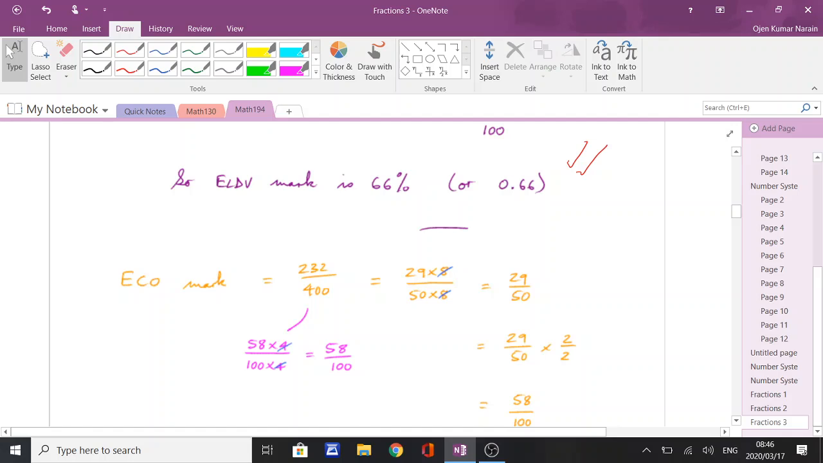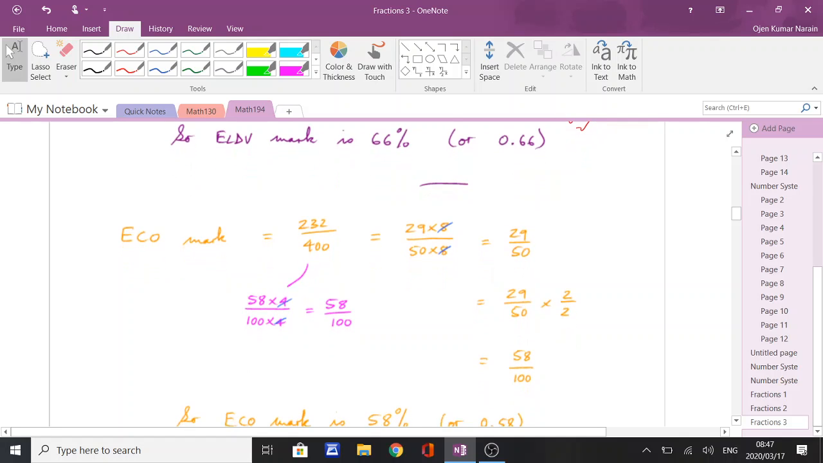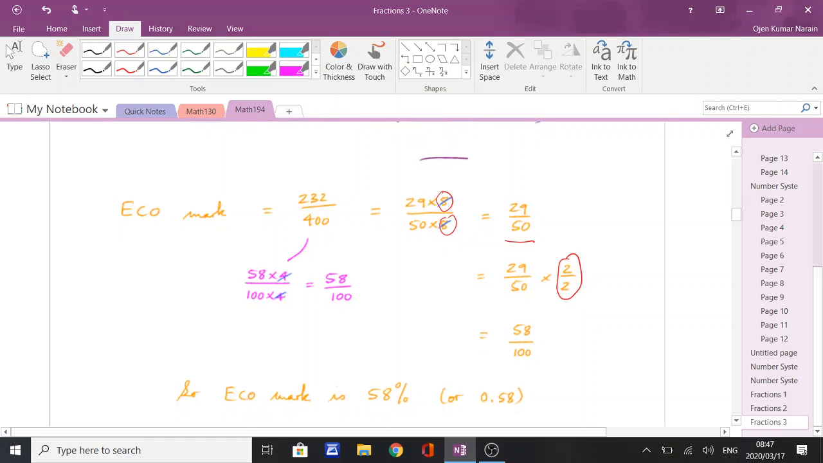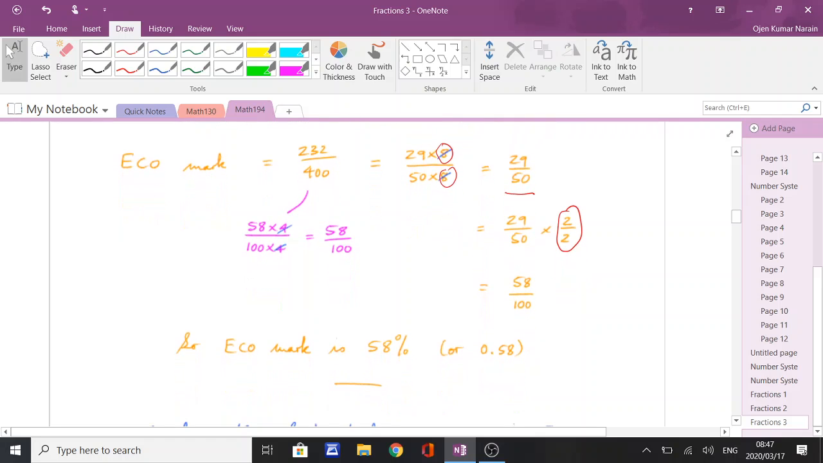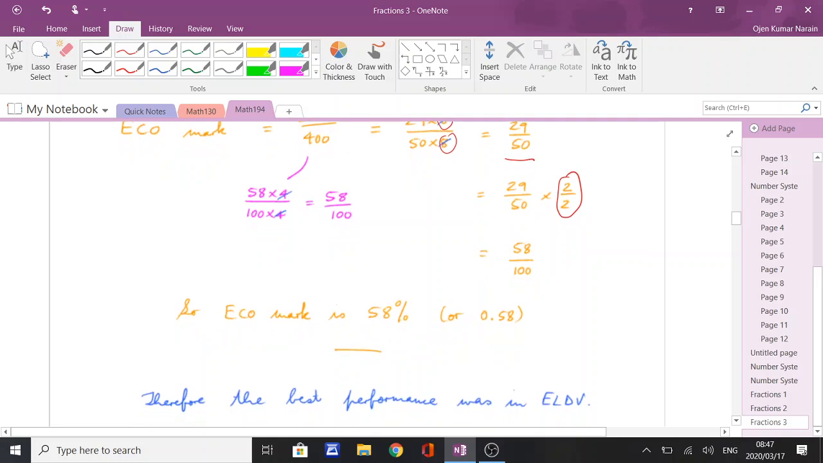Your Eco mark is 232 out of 400. Again, we will try and write it out of 100. And here the 400 we wrote as 8 times 50. And the 232 is 8 times 29. So it's 29 over 50. And now to make it out of 100, we multiply by 2 over 2. So you get 58 out of 100. So your Eco mark is 58%, or 0.58.